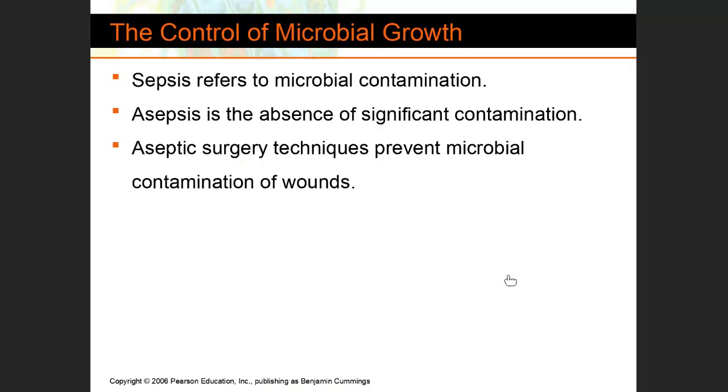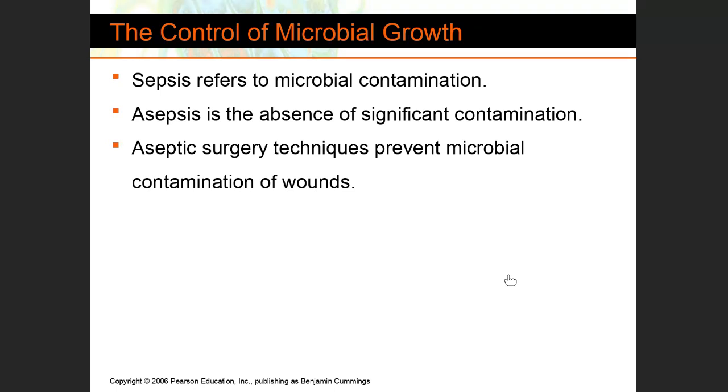So we do have some terminology to go through first. Sepsis refers to microbial contamination. So if something or someone or a wound is septic, that means there are microorganisms present that are growing. So anything that's septic, whether it's a person or their wound, an infection, something like that, refers to microbial contamination.